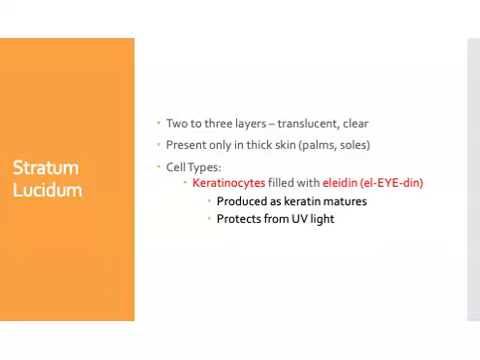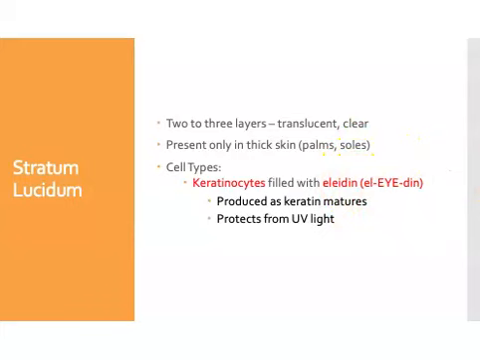If you recall, we said there are 4 layers in thin skin to the epidermis, and there are 5 layers in thick skin. That 5th layer, that extra layer that is found only in thick skin, is the stratum lucidum. The cells in the stratum lucidum are those keratinocytes that have just come up through the stratum granulosum. The reason that they become translucent or clear is because they start to fill up with another kind of protein called eleidin. I have the pronunciation right here for us.